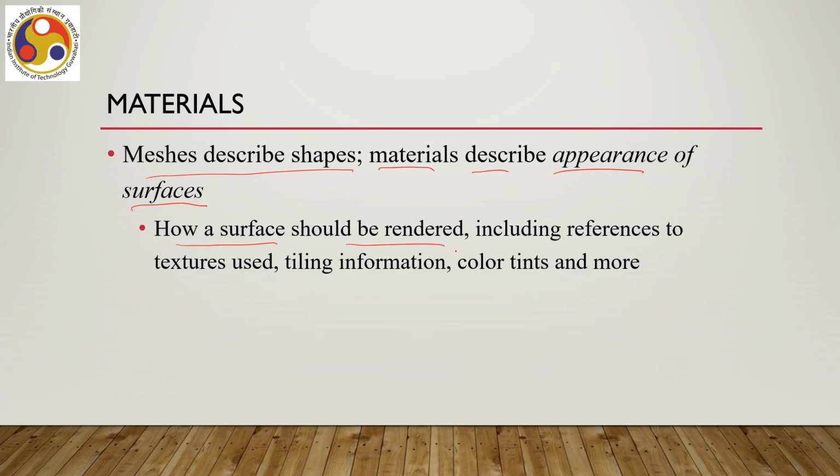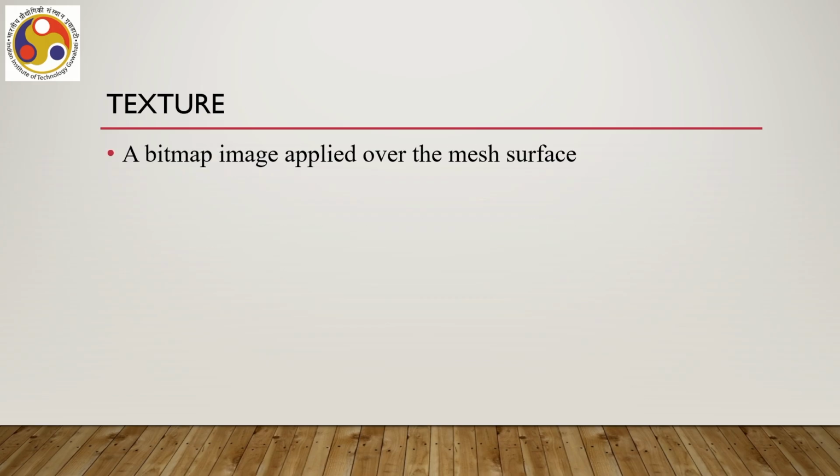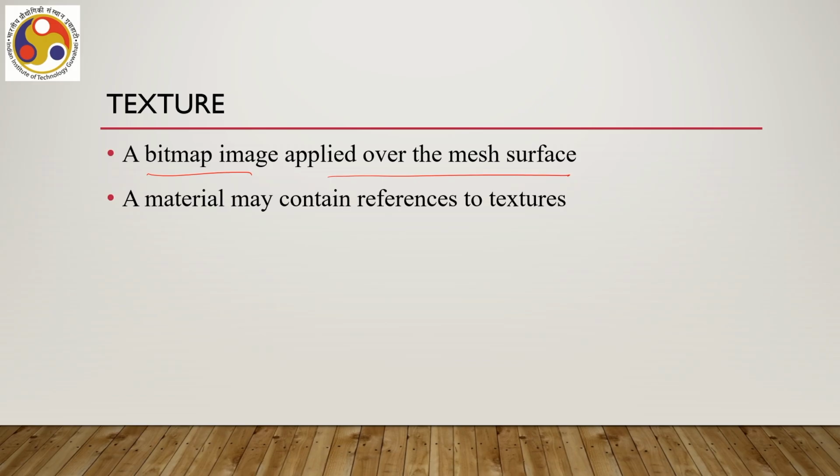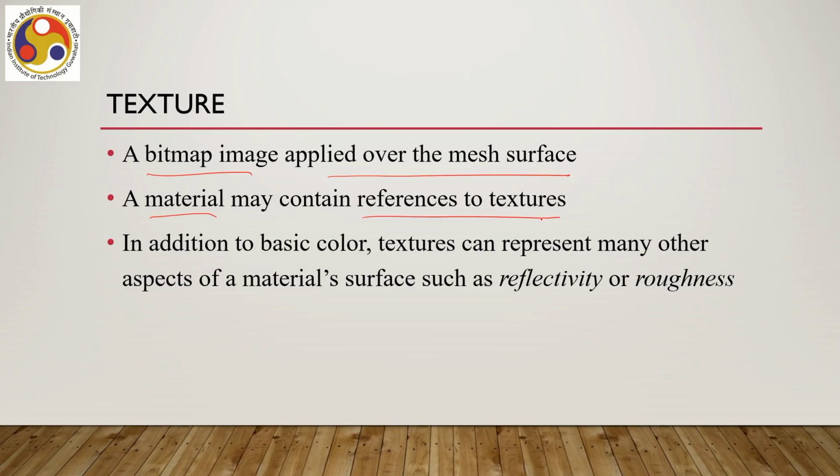How a surface should be rendered, including references to the textures used, tiling information, color tints and more. So, essentially the appearance of the object is encoded in the form of materials in the model files. Then we have texture, which is a bitmap image applied over the mesh surface. So, essentially a way to assign colors to the surface. A material may contain reference to textures as well. In addition to basic color, textures can represent many other aspects of a material surface such as reflectivity and roughness.